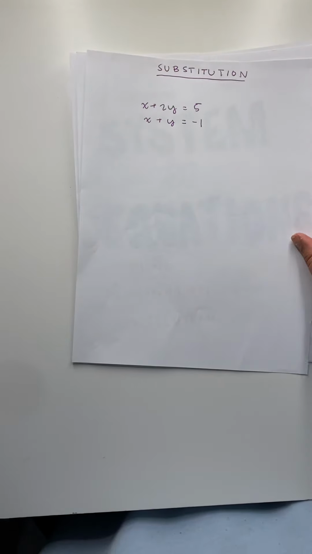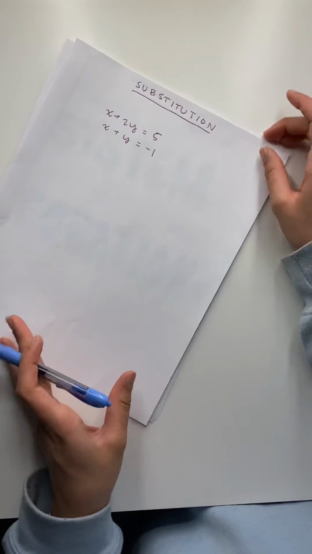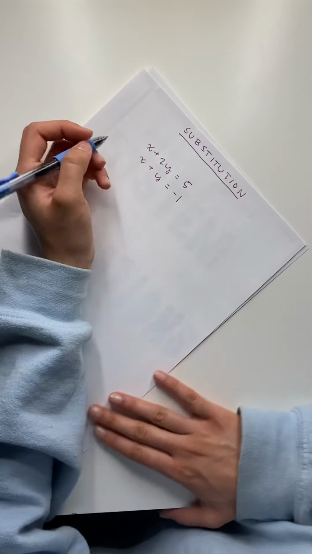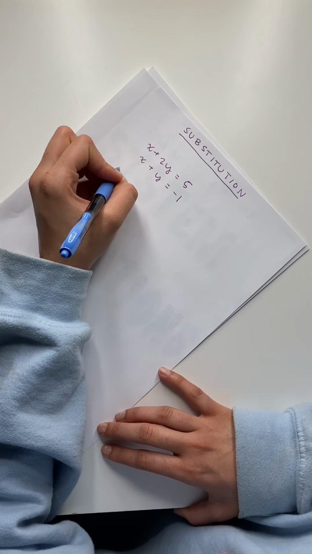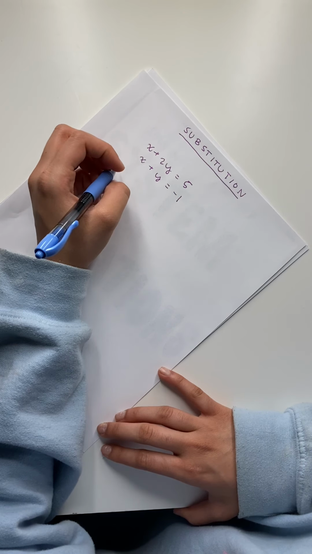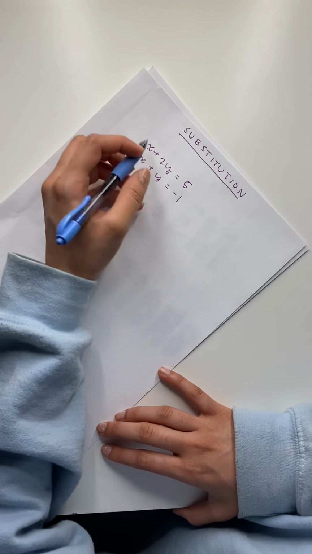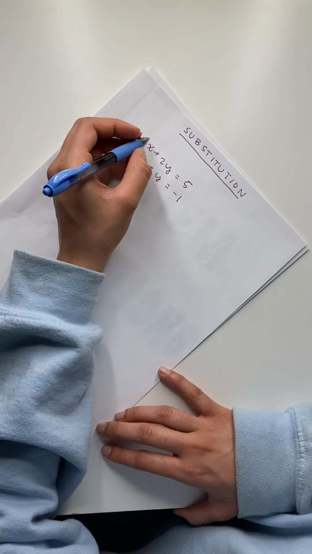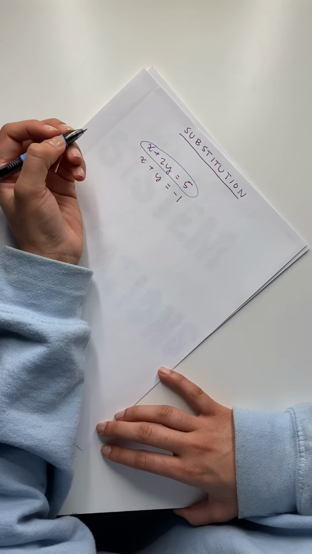Substitution is also easy, but it just takes a little bit longer because you can substitute into either one of these equations. So we're going to go ahead and get a variable by itself. That's what we're going to start with. I'm going to go ahead and use this equation, and what I'm going to do is try to isolate x, okay?